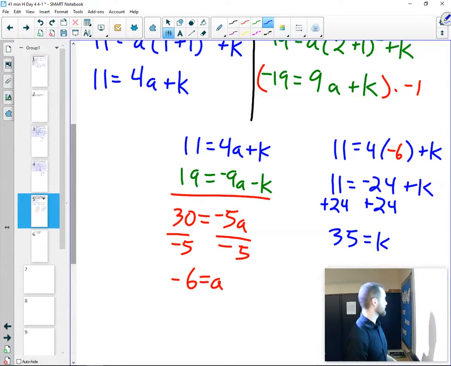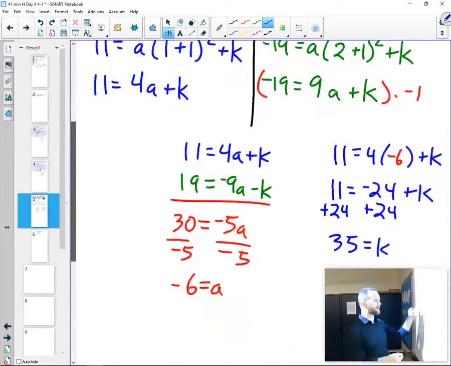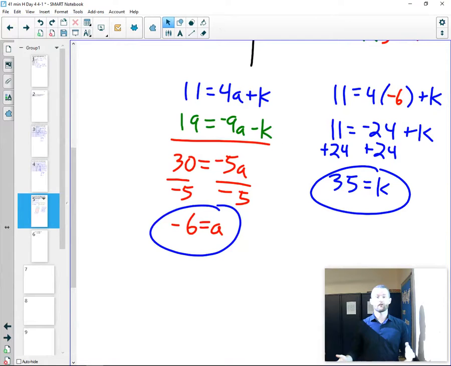So those are our final answers. Because it didn't ask us for the function rule this time. It just said, what are the values of a and k? So a equals negative 6, k equals 35, and we are finished. Hopefully that all made sense.